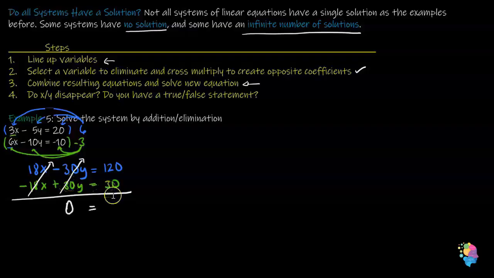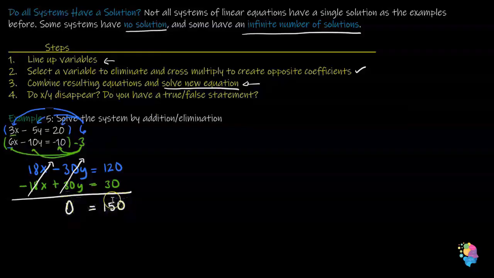Now on the right side, I have 120 and 30. Same sign, we add, and that gives me 150. Notice how this time both variables, the x's and the y's, got eliminated. So I cannot continue to solve the new equation. I don't have any variables left. What I do have is a 0 on the left and a 150 on the right side.